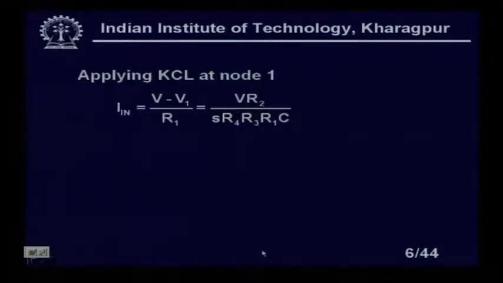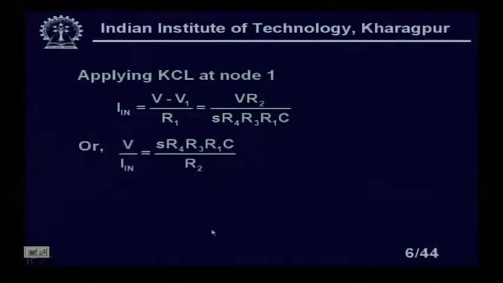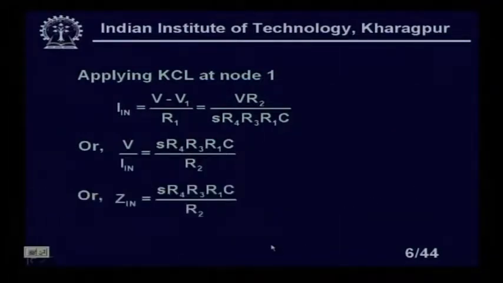So, applying KCL at node 1, I can write I in, that means current which is flowing inside just at the input node, (V - V1)/R1 equal to V R2 by (S R4 R3 R1 C). So, obviously V by I in, or the input impedance of the circuit, will look like S R4 R3 R1 C by R2, right. So, I can write Z in, the input impedance of the circuit at the node 1, as S R4 R3 R1 C by R2.